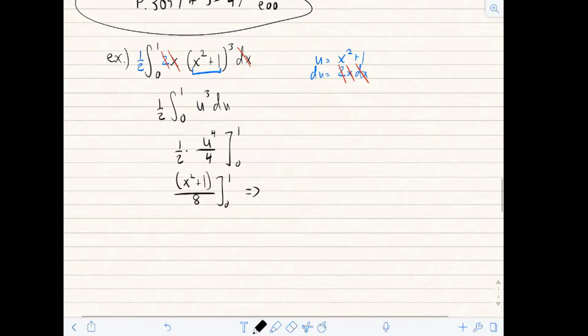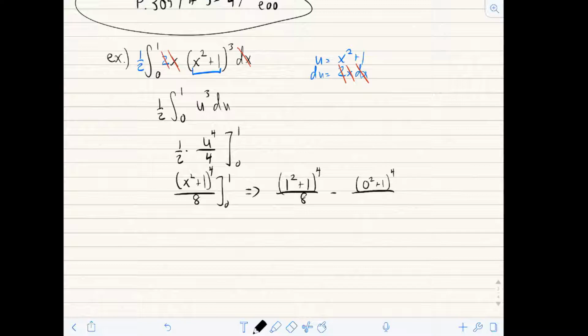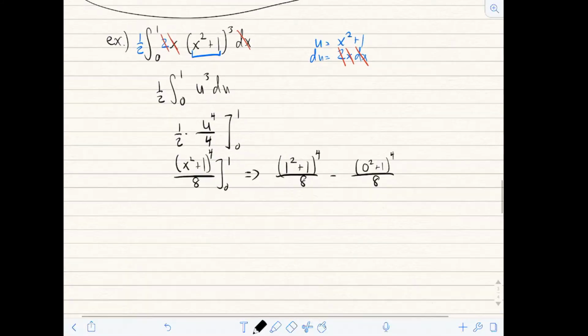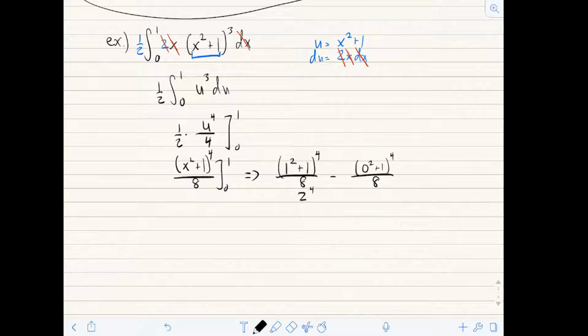And so what I'm going to write here is 1 squared plus 1. Oh, by the way, I forgot the 4. So to the fourth power over 8, minus 0 squared plus 1 to the fourth power over 8. So what I end up getting here is 2 to the fourth over 8 minus 1 over 8. And this will give 16 over 8 minus 1 over 8, which will give us 15 over 8.